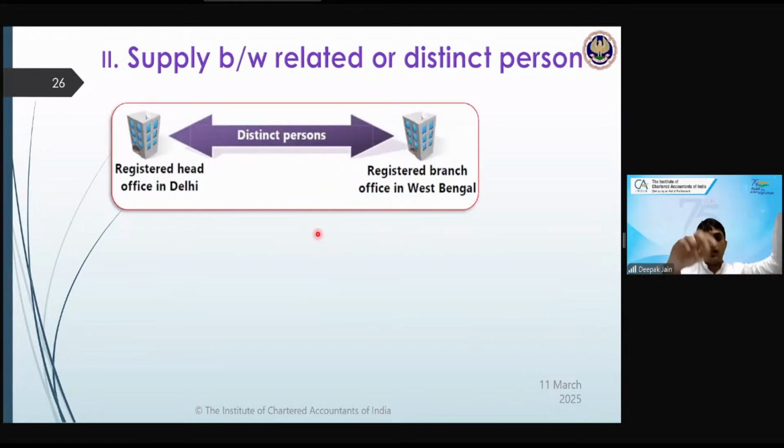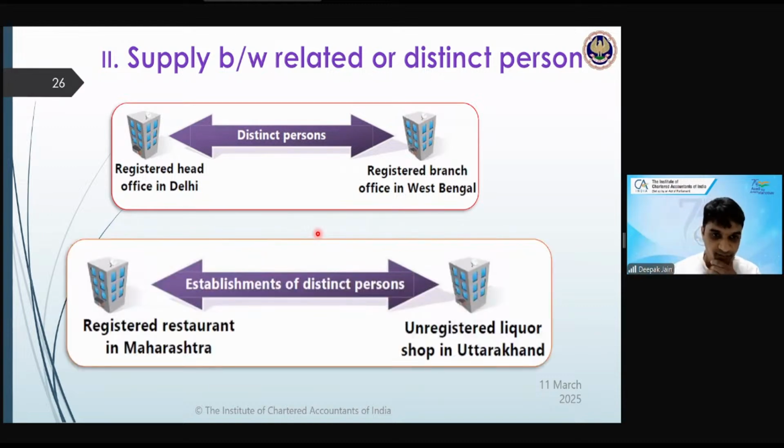Take this example. A registered head office is in Delhi and it has a registered branch office in West Bengal. They are in different states, so they are treated as distinct persons. When I say it is a distinct person, we know that any transaction between them will be liable to GST. Registered restaurant in Maharashtra and unregistered liquor shop in Uttarakhand. Still liable to GST? Yes, this will also be liable to GST, because whether that branch in Uttarakhand is registered or unregistered, I don't know, I will bill you. So this is a distinct person.